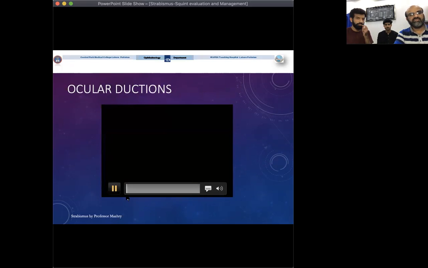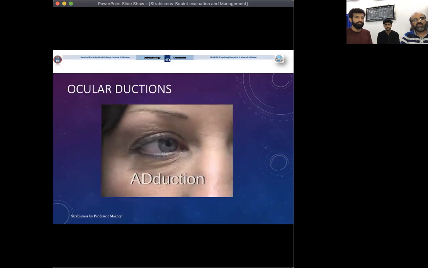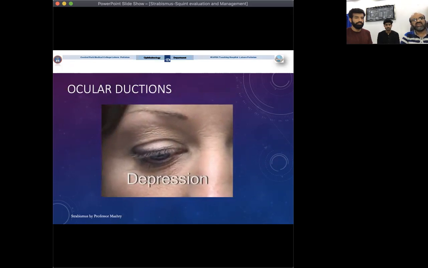Ocular ductions. This is checking the ocular movements. See, the object is being moved in horizontal direction. Lateral rectus muscle is being checked, and then medial rectus muscle was checked. Now elevation is being checked. Depression is being checked.